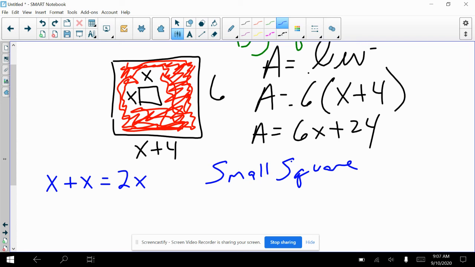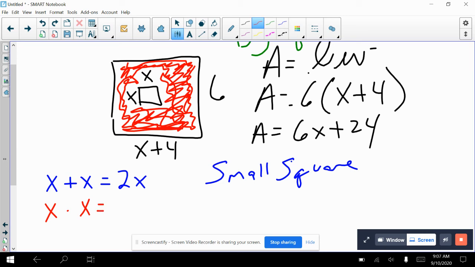Are we adding them up in the small square? No, we are multiplying them. When you multiply two x's, what do you get? You get x squared. Might want to write that down. Not sure we know that. So our small square is x times x to get our area of x squared.